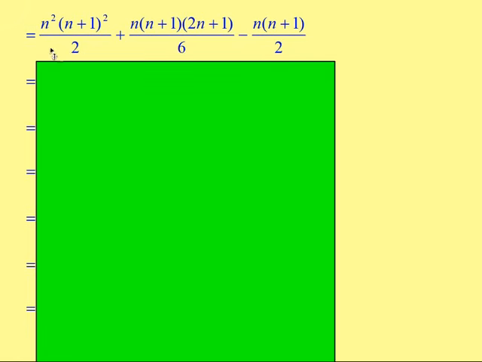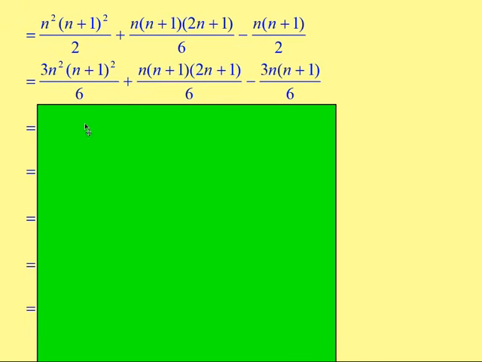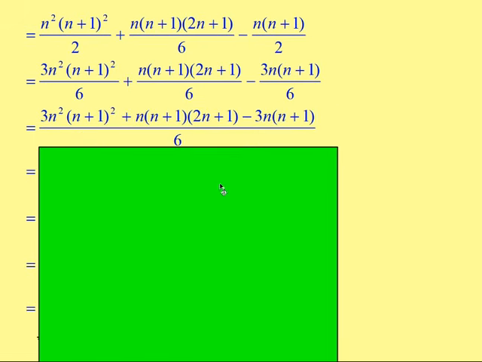So to get 6, you would multiply the numerator and denominator here by 3. So that'll give us 3n squared, (n plus 1) squared over 6. And to get 6 in the bottom here, you would do the same thing, multiply the numerator and denominator by 3. After that, because we've got so many sixths, add so many sixths, take away so many sixths, let's just deal with the numerators, because the denominator will just stay as a 6. After that stage, what would you do next?